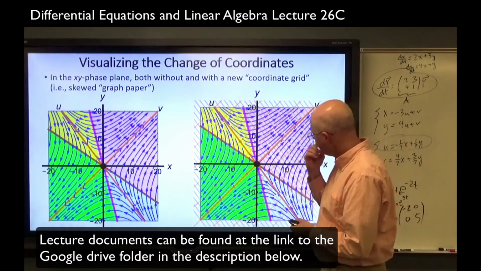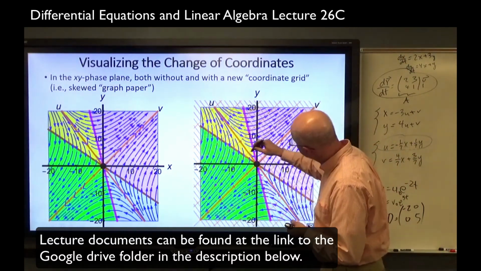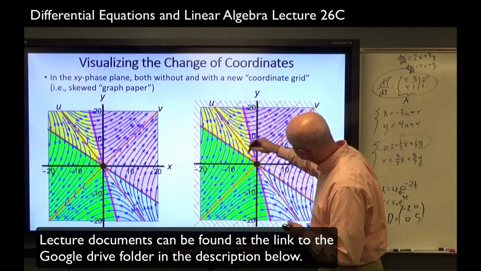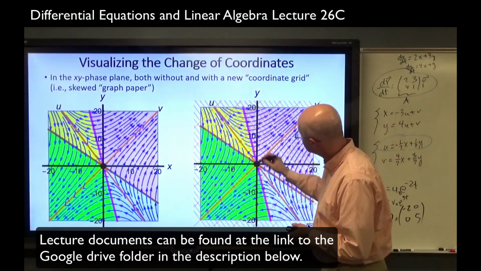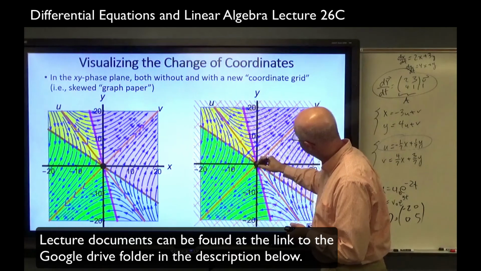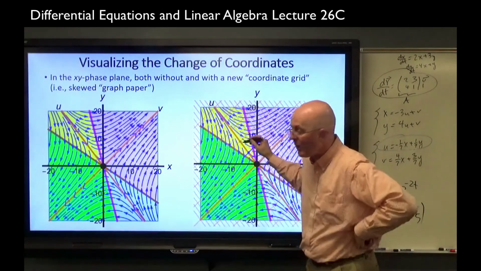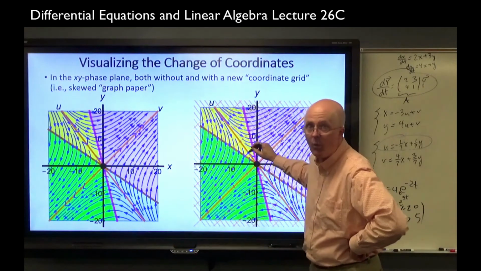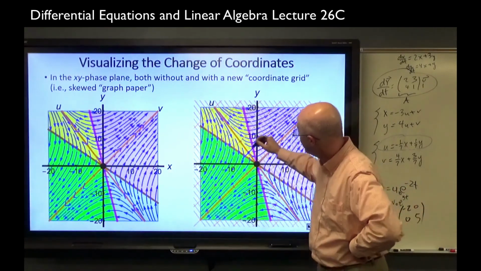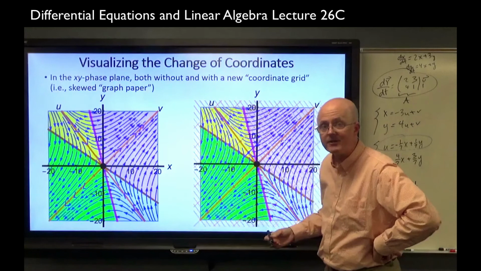In fact, this point right there is the point negative 3, 4, because it's going through this first line parallel to the v-axis. The UV coordinates of this point are 1, 0. 1 in the u direction, 0 in the v direction.